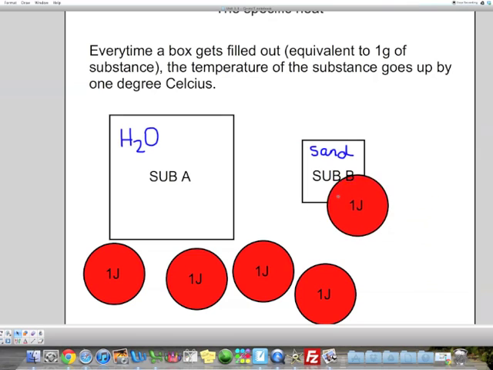So during the day, the sun heats up the sand, and every time I fill up a box, that means the temperature goes up by 1 degree. So I can fill up a lot of boxes. I can increase the heat of the sand very quickly, so it gets very hot.